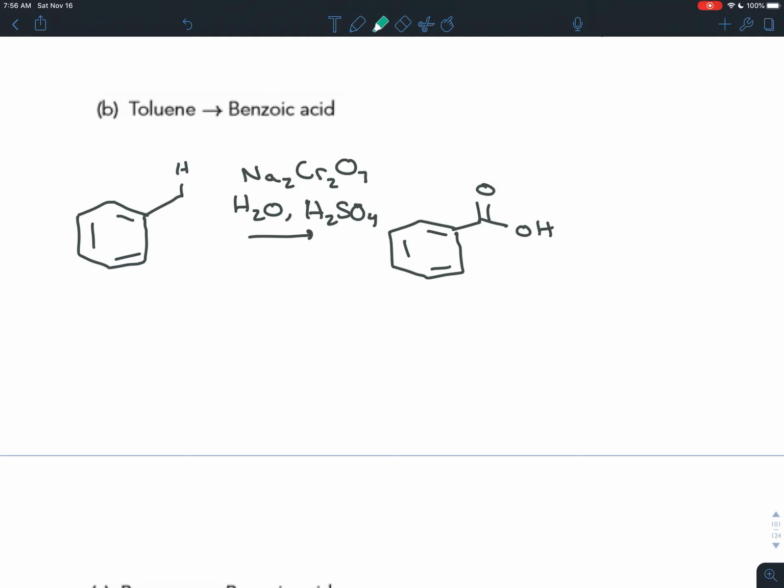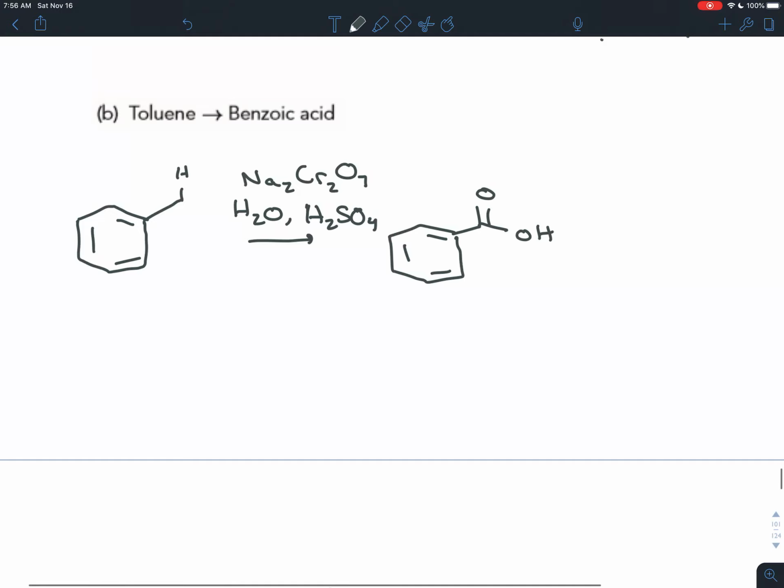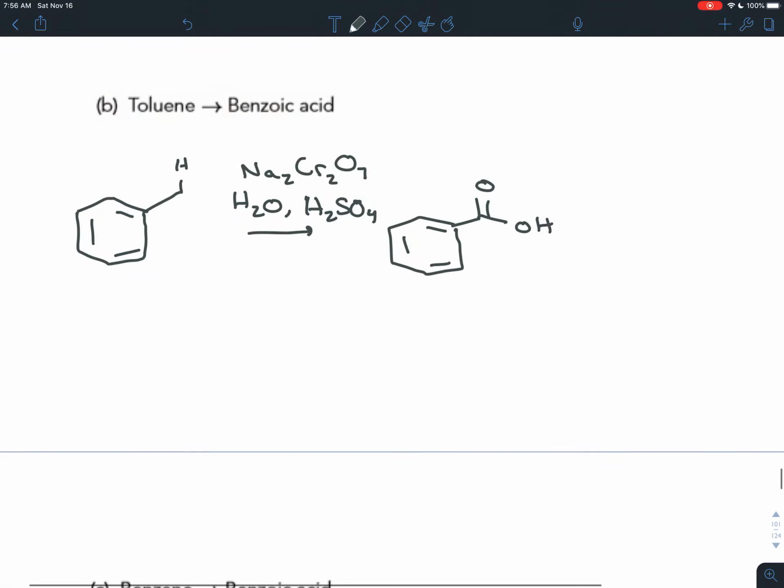The mechanism for how it works is not entirely known, but it's thought that it occurs through a radical reaction where the first step has to do with ripping that hydrogen off. What people do know is that if there's not a hydrogen there, the reaction won't work. So here on toluene, you have that hydrogen, you see more bonds to oxygen, so you use a strong oxidizing agent, and that turns the benzylic position into a carboxylic acid.